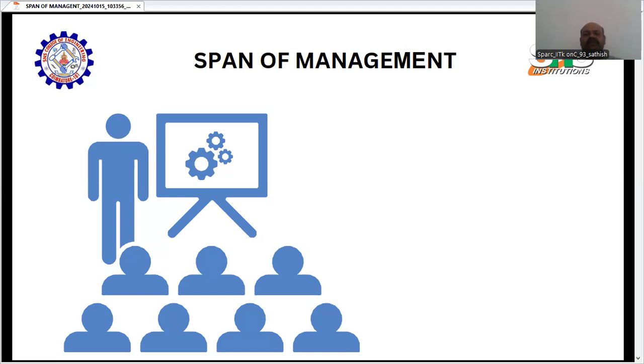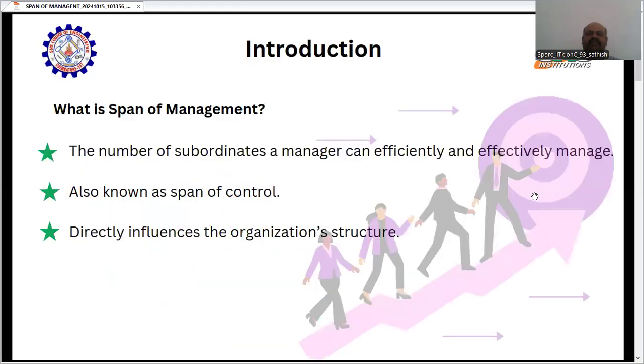And today we are going to discuss an important topic, that is span of management. Let us go into the topic. So what is span of management? The number of subordinates a manager can efficiently and effectively manage, also known as span of control, directly influences the organization structure.